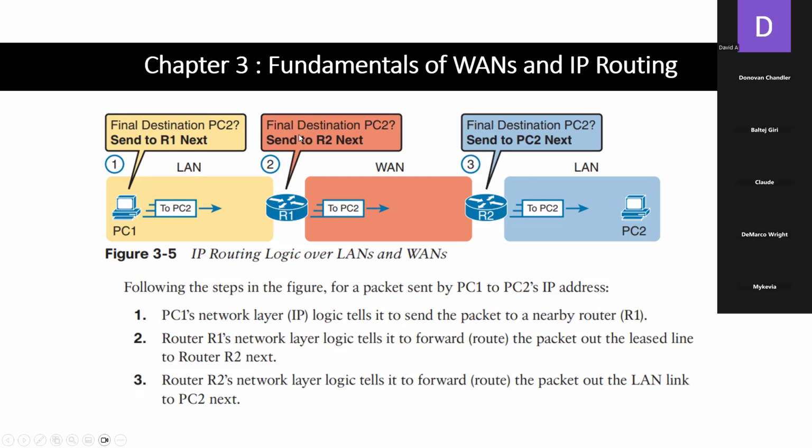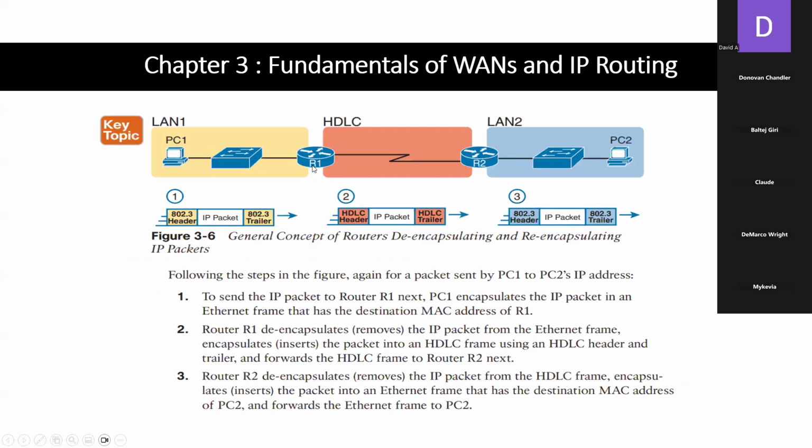In step one, the final destination is PC2, so send it to R1 next. I'm sending it to the next hop. In step two, the final destination is PC2. Using my forwarding information base, which we'll get to in the future, along with my routing information base and my ARP table, I know that to get to PC2, I need to send it to R2 next. Then I do the same thing in step three. Final destination PC2 on R2, so send it to PC2 next. I go through the ARP table, my forwarding information base, and my routing information base, aka my routing table. Boom, it gets to PC2.